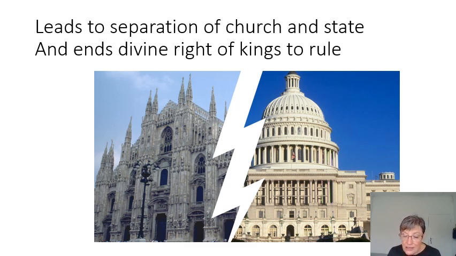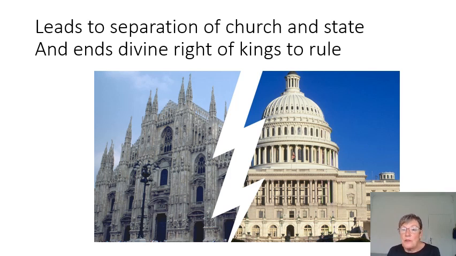And this is the start of that idea that we have that the church should not prescribe to the state what it should and shouldn't do in its laws. And you can see that this is a firm rejection of the idea of natural law. So it is no longer from natural law that the church gets its rights and that the kings get their rights to rule as sort of the representative of God on earth.